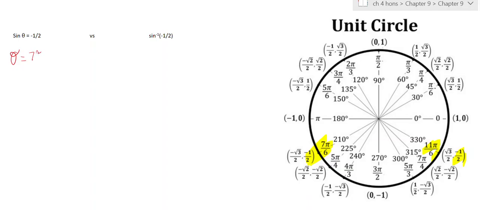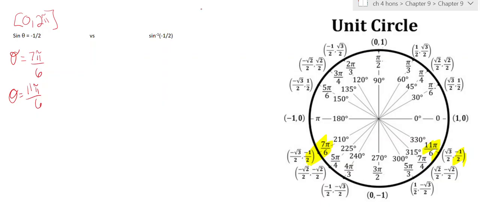Theta would be 7 pi over 6, or theta could be 11 pi over 6. Again, if that is restricted to 0 to 2 pi. Now, if it wasn't restricted, remember we would add 2 pi n because of coterminal angles throughout the whole thing. The thing I want to emphasize most is the idea of arc sine, or even arc cosine, or arc tangent.